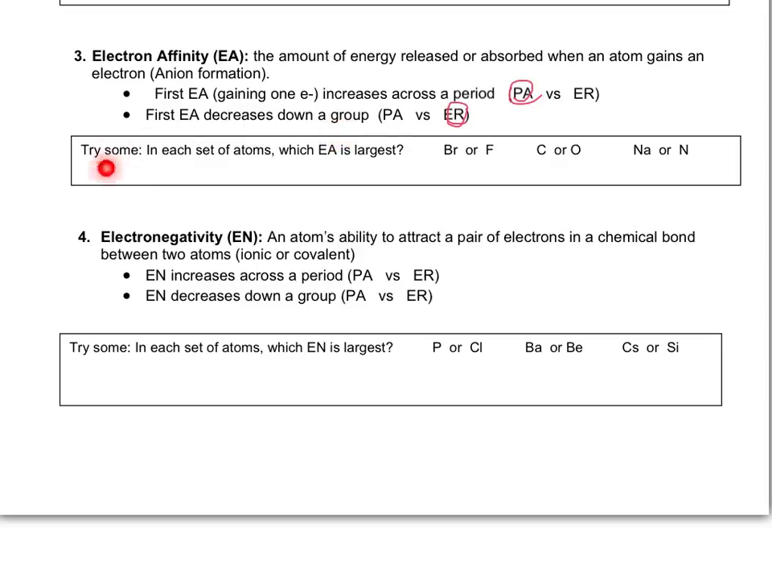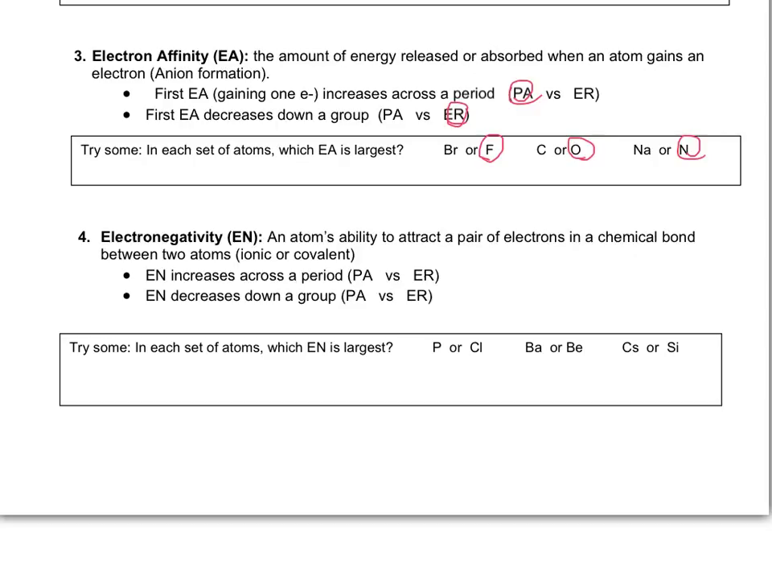Try out some electron affinity questions. In the first set, because fluorine is higher in the table, it will have a higher EA. In the second set, because oxygen is further right in the table, it will have a higher EA. And nitrogen is both higher and further to the right than sodium is, so it wins.